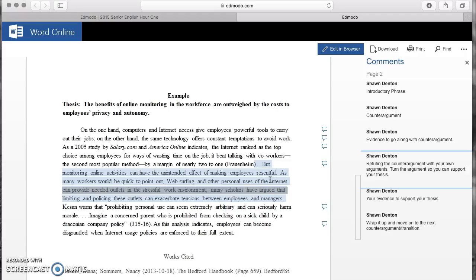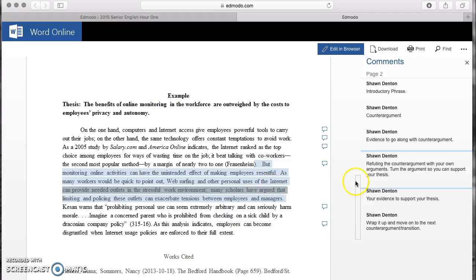But monitoring online activities can have the unintended effect of making employees resentful. As many workers would be quick to point out, web surfing and other personal uses of the internet can provide needed outlets in the stressful work environment. Many scholars have argued that limiting and policing these outlets can exacerbate tensions between employees and managers.